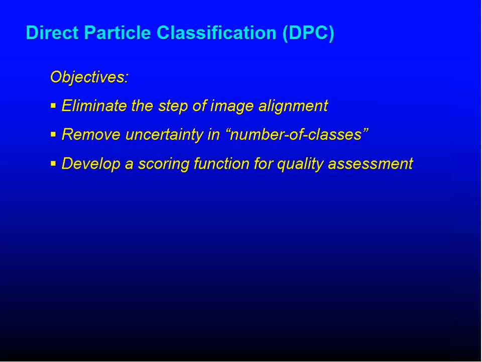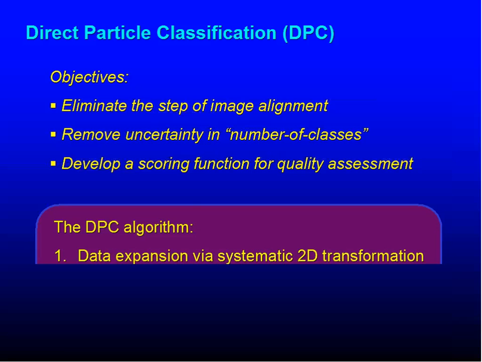So now I formally introduce the direct particle classification technique, or DPC. The objective is to eliminate image alignment altogether and also remove uncertainty in the resulting number of classes, which is often required in the conventional classification techniques. And also, we would like to have a scoring function to assess the quality of the resulting classes.